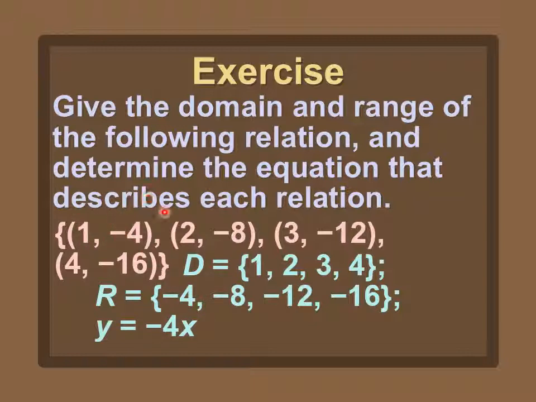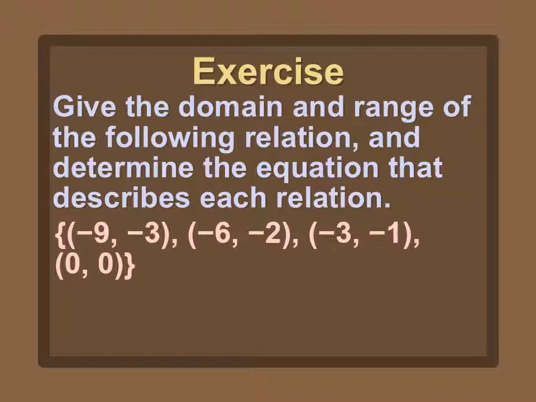So let's test it. If y is equal to -4x, then -4 times 2 is -8. Oh, that works. Okay, let's keep working. -4 times 3 would be -12. Oh, that works. Good job. Now let's do -4 times 4. -4 times 4 is -16. Good, that one works too. So to get our y values, what we did every time is we multiplied x by -4, which is -4x.